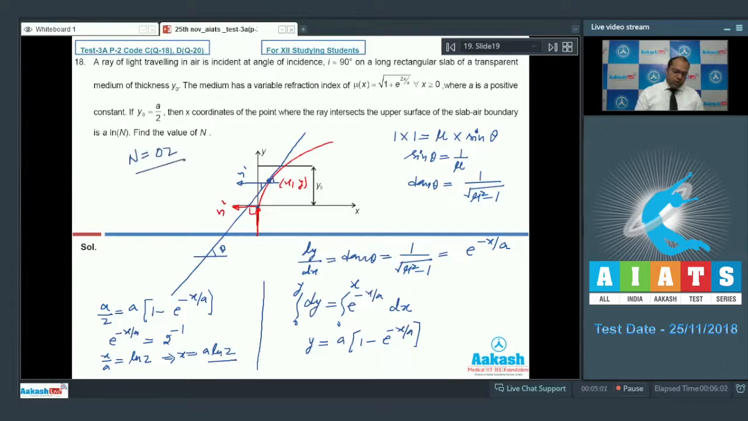So the correct answer for question number 18 is 02. Let's move to question number 19.